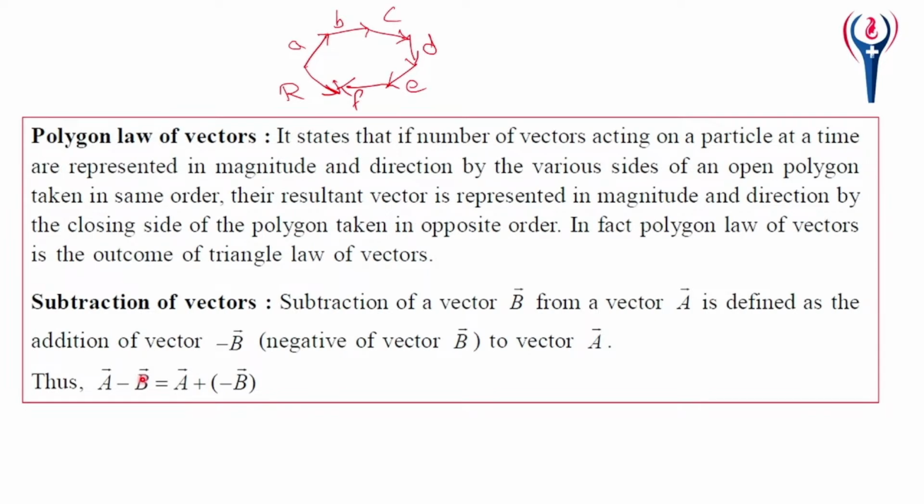Polygon law, we just discussed: when a number of vectors are represented by magnitude and direction, then the resultant vector is obtained by taking the closing side in opposite order as per the polygon law. And subtraction of vector, A minus B equal to A plus of minus B.